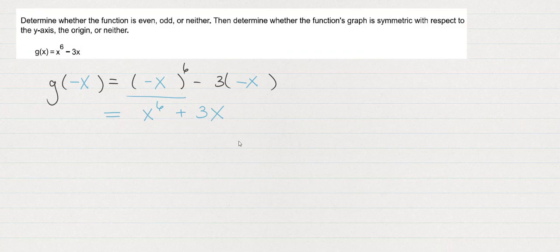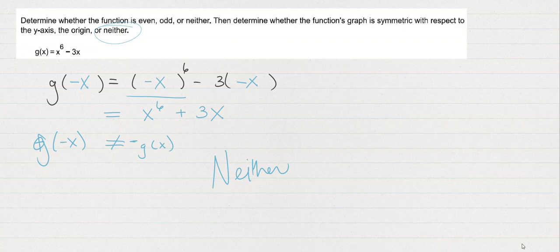So notice that that's not our function back. Our g of the opposite of x doesn't give us g of x, and it doesn't give us the opposite of g of x either. So we would say that this one is neither even nor odd. So we could say that it doesn't have symmetry with respect to the y-axis or the origin.